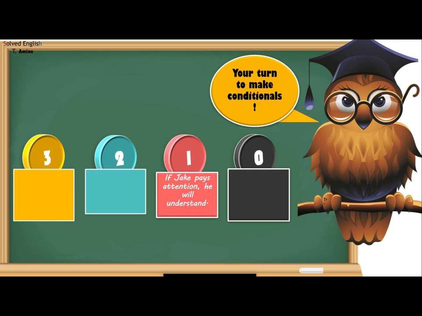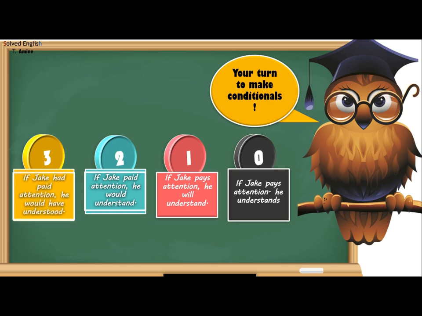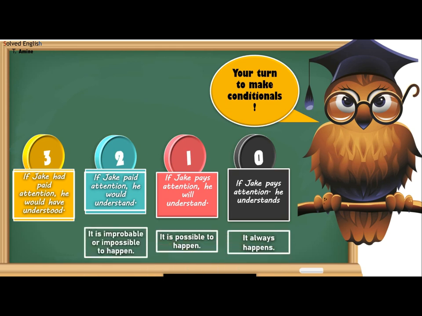Well, the first one, conditional type 0, will be if Jake pays attention, he understands. So, simple present, simple present. It always happens. Conditional type 2, if Jake paid attention, he would understand. Simple past and would plus infinitive. And what we mean here by the sentence is that it is impossible that Jake understands. It's very improbable. Okay? It's an unreal situation.